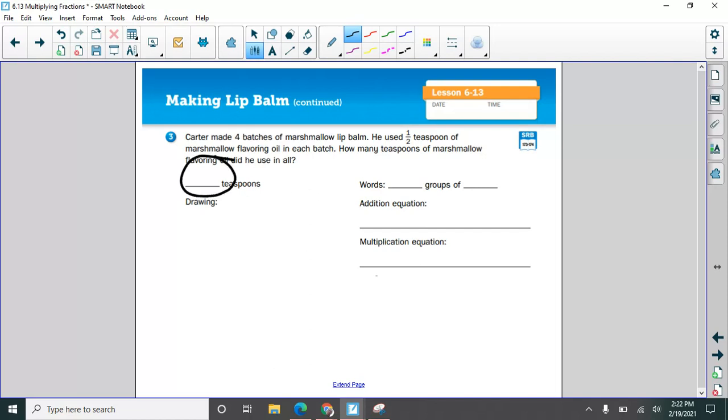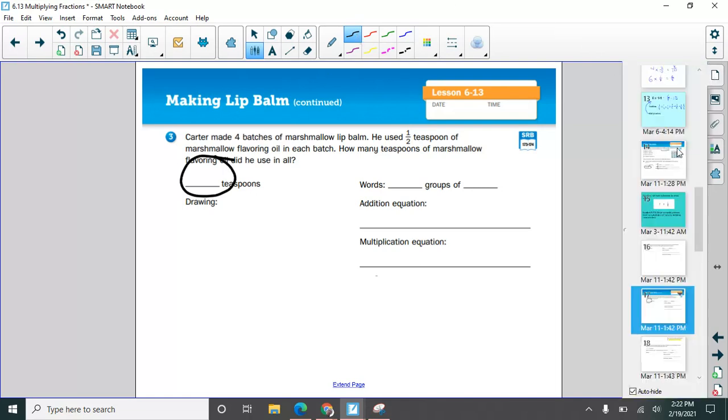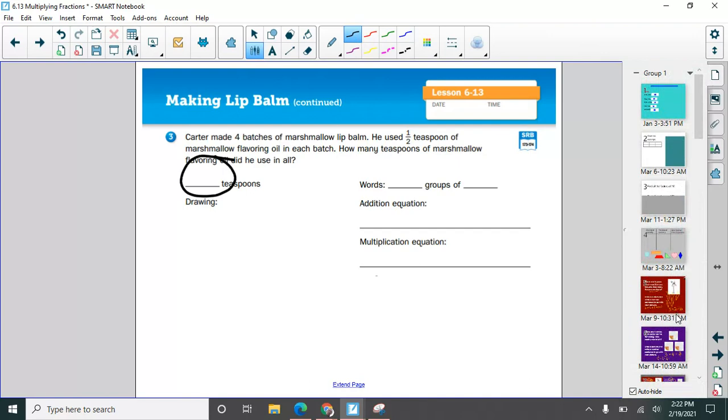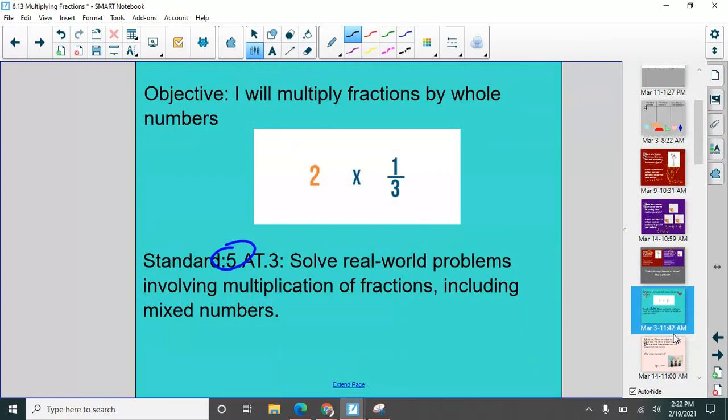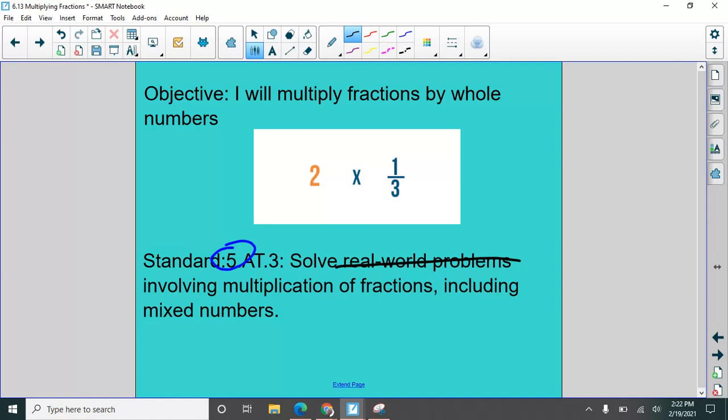All right, this is our math journal work today. Right now, our objective is that 5th grade objective. I will multiply fractions by whole numbers. And so we're working with real world problems, including multiplication of fractions. Not going to get to mixed numbers this year, although we might a little bit in about a week or 2. But today we're just looking at how we multiply a whole number times a fraction.